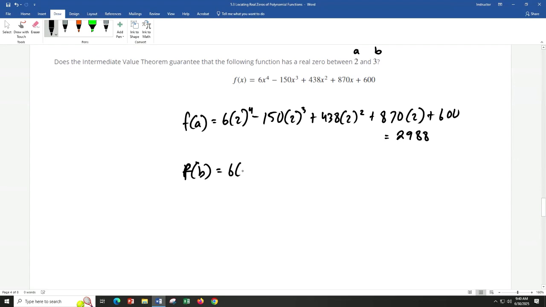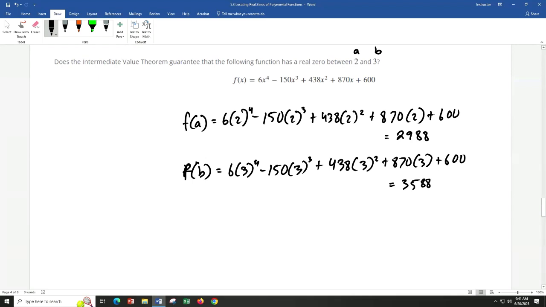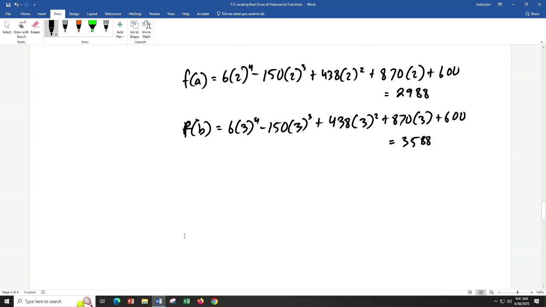So on this one, I would do 6 to the power of 4 minus 150 times 3 cubed plus 438 times 3 squared plus 870 times 3 plus 600. That's going to equal 3588. So tell me, am I guaranteed a zero in there? No, I'm not guaranteed a real zero. Does that mean I couldn't have a complex one in there? You could, okay, but that's not what we're testing for.